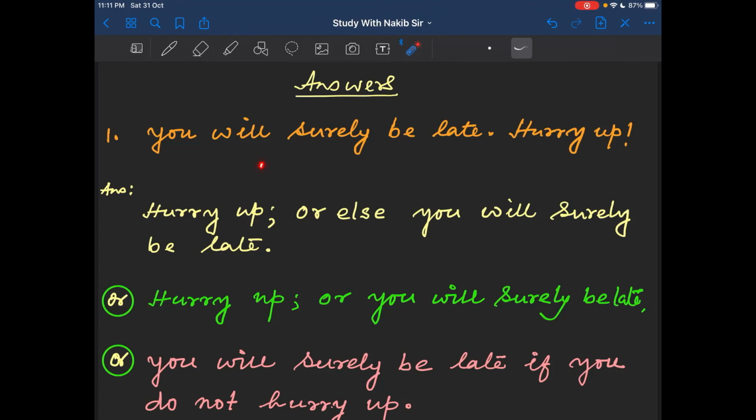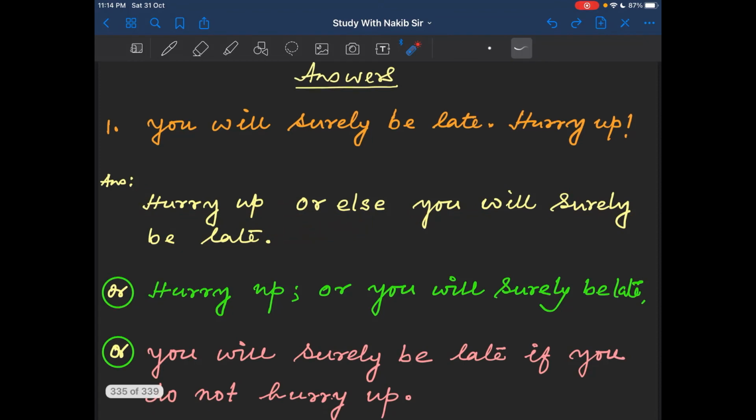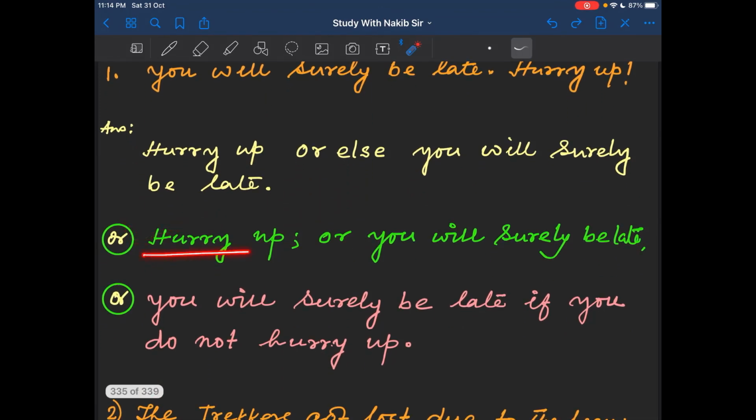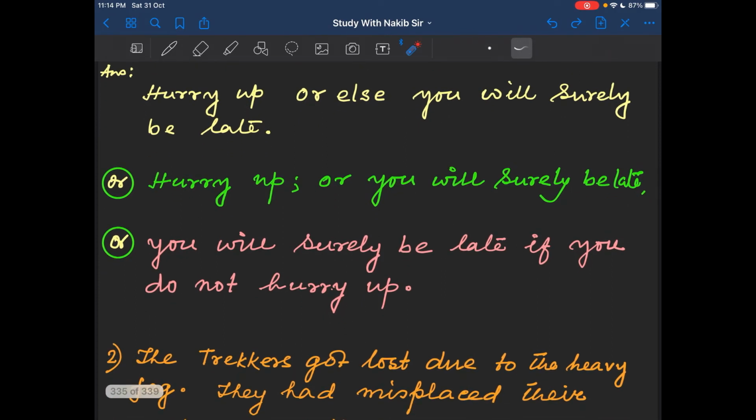You can use or else, or simply or, otherwise, or if. Okay, now see your answer. Hurry up or else you will surely be late. You may combine the sentences this way or this way. See, hurry up semicolon or you will surely be late. Or you can combine the sentences this way.